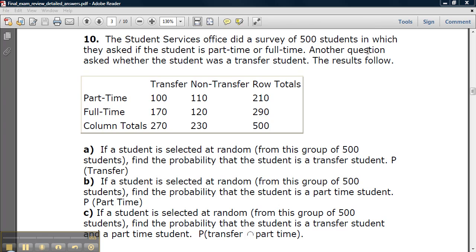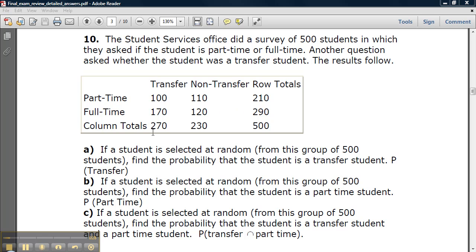The Student Services Office did a survey of 500 students in which they asked if the student is part-time or full-time. Another question asked whether the student was a transfer student. The results follow. Here we have a table with some survey information, and basically we have to calculate the probability of different things that would particularly occur.